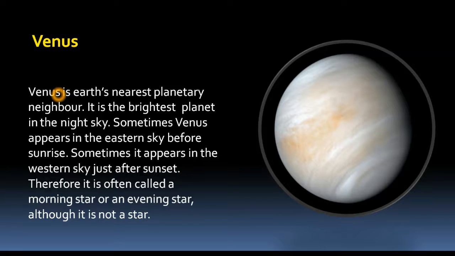And again, it's also called a morning star or an evening star because it can be seen either as a morning star in the eastern sky just before sunrise or as an evening star in the western sky just after sunset. But yes, because it lies inside the orbit of the Earth, okay, just like Mercury. And Venus also shows phases like the Moon because Venus lies inside the Earth's orbit. So, as Venus revolves around the Sun, its sunlit surface is presented to the Earth in varying amounts, and this produces phases of Venus. And one more thing, there's no evidence of life on the planet Venus.